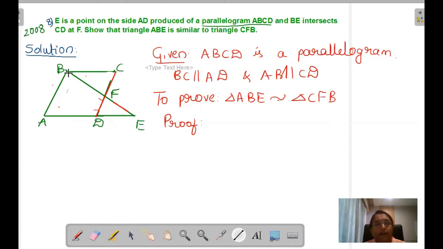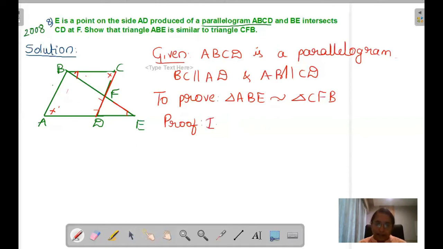Okay, so here BC is parallel to AD, right? Then definitely this angle is equal to this one. Alternate angles. Okay, and ABCD is a parallelogram, then this angle is equal to this one. Opposite angles of a parallelogram are equal. So if you write these two, then definitely these two triangles ABE and CFB are similar.